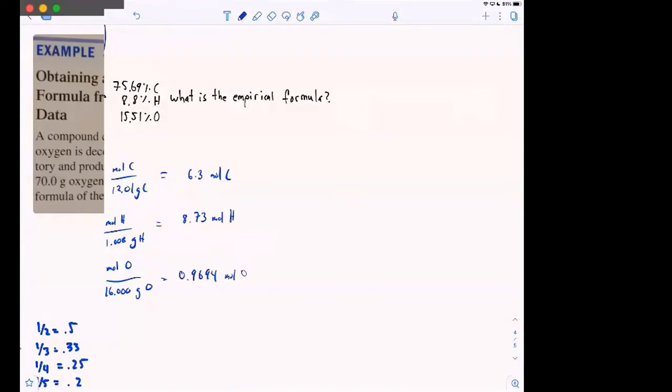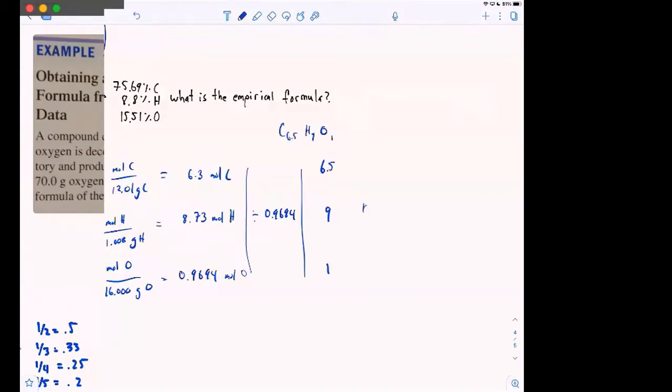And what do we do? We divide by the lowest. The lowest is going to be 0.9694. And we divide each one, maybe I'll put brackets here. So we divide each of those by 0.9694, and this one's easy. This is 1, 8.73, we get 9, and then 6.5. So to catch you up, we're going to have carbon 6.5, hydrogen 9, oxygen 1.